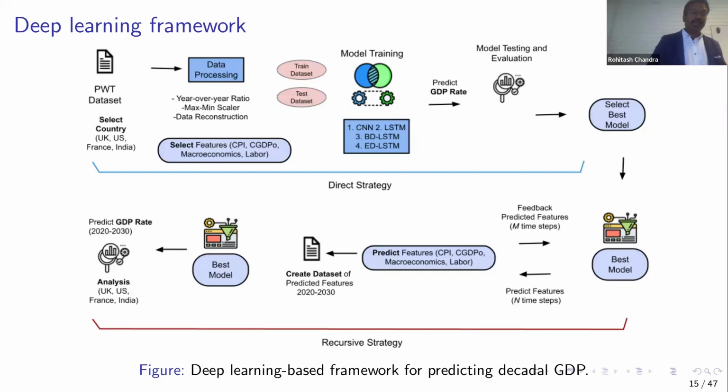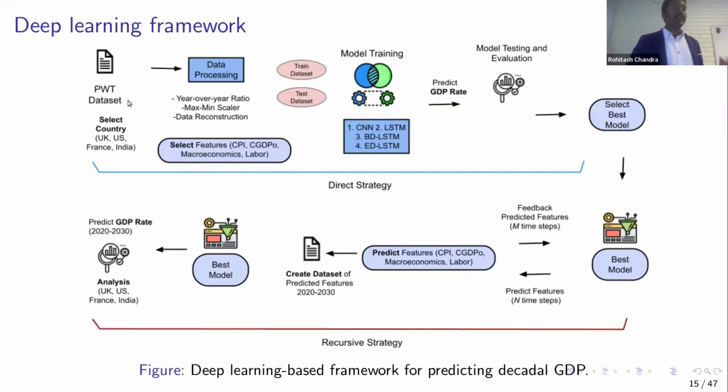So how we begin is that our framework is looking at different countries independently, right? So when we select a country, we do not consider the data about other countries. But we have a set of features such as the CPI, CG, macroeconomics, and labor. This is all for a particular country. So, for example, we started this process with the UK.